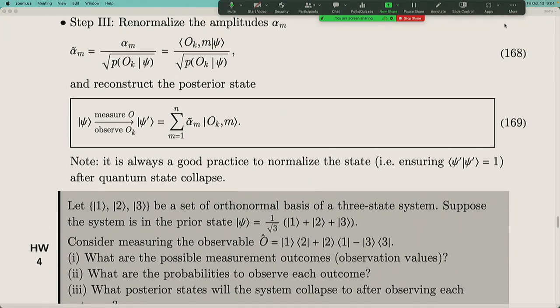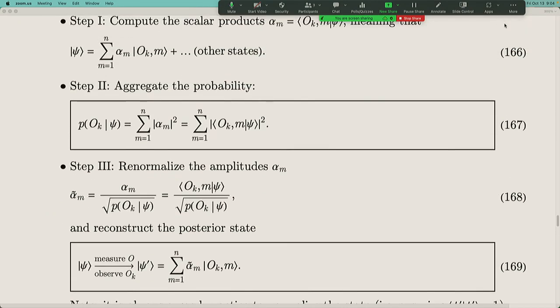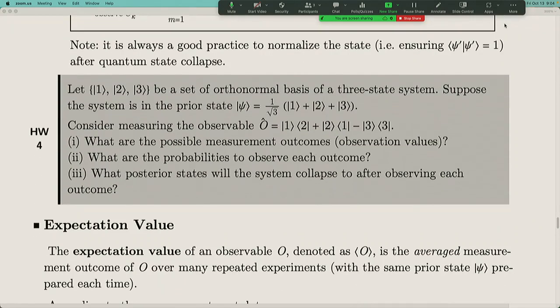Hopefully these steps are clear, and you can just follow them: step number 1, number 2, number 3, and then calculate. Two important things we want to calculate: one is the probability, and the other is the post-measurement state, the posterior state after the measurement. With this knowledge, I think you can try to do homework 4.